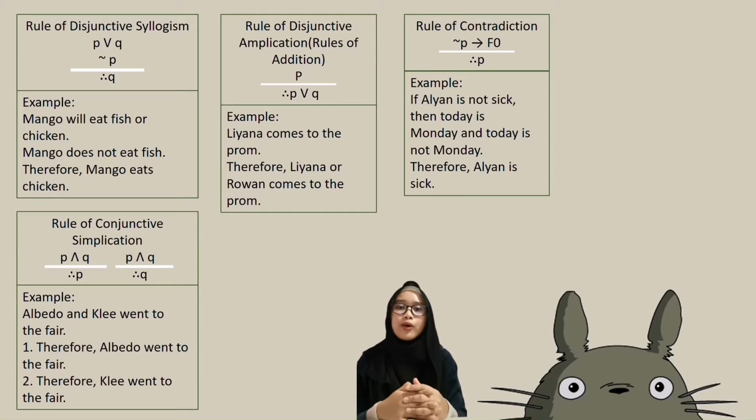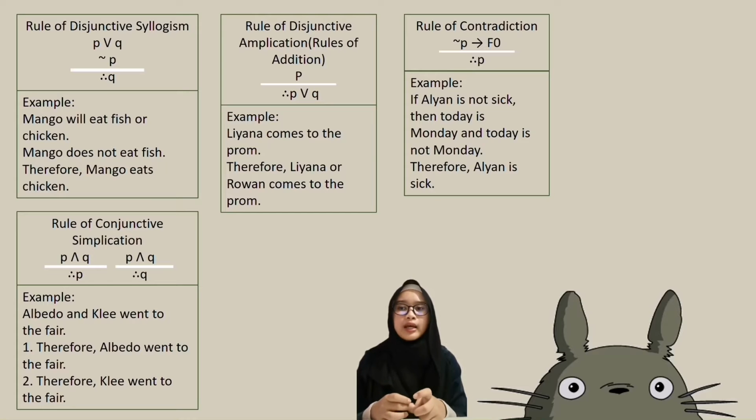For example, Mango will eat fish or chicken, P or Q. Mango does not eat fish, negation P, therefore Mango eats chicken. Conclusion Q. Rule of conjunctive simplification: there are two, P and Q, conclusion P, or P and Q, conclusion Q.